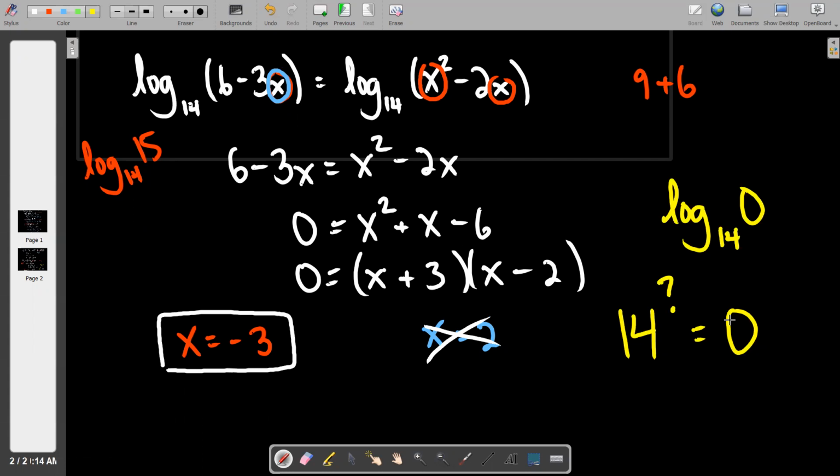Good. They would equal each other. You could make a case that they equal each other, but since neither of them exists, then 2 is not a valid solution. They both come out to log base 14 of 0, but it doesn't work. Right. Okay.